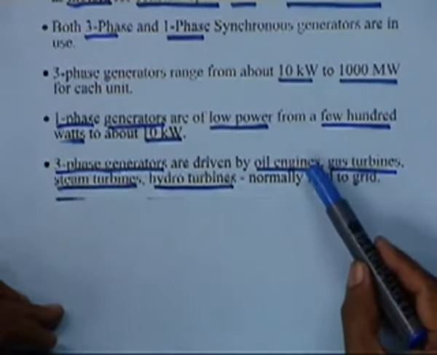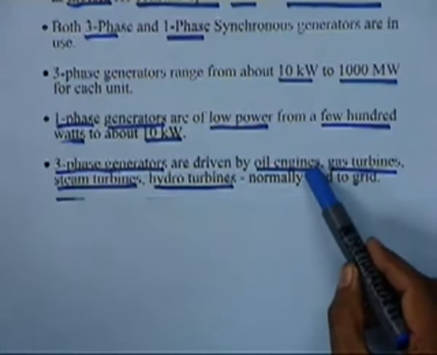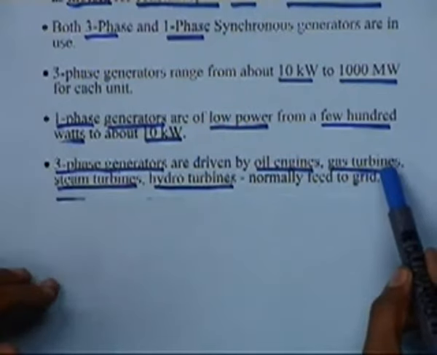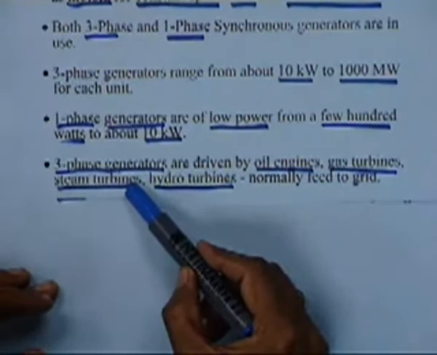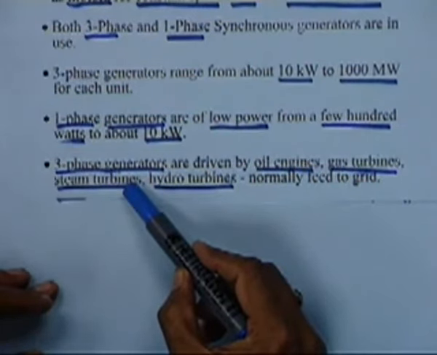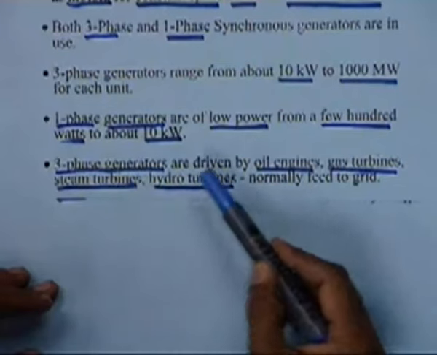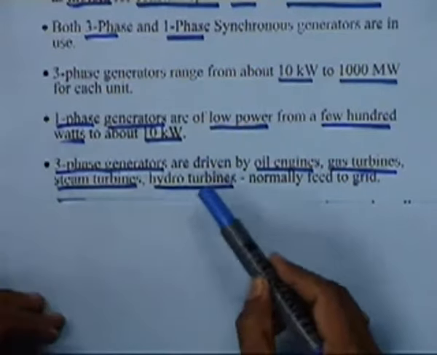So that means you can have oil engine driven three-phase generators, which are basically diesel engines and so on. You have gas turbine driven synchronous generators for gas turbine based power stations. You have steam turbine driven generators for basically thermal power stations driven by coal or nuclear. Hydro turbines, that means large hydro electric stations, they use three-phase generators.